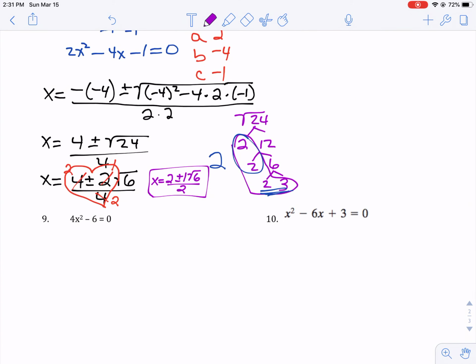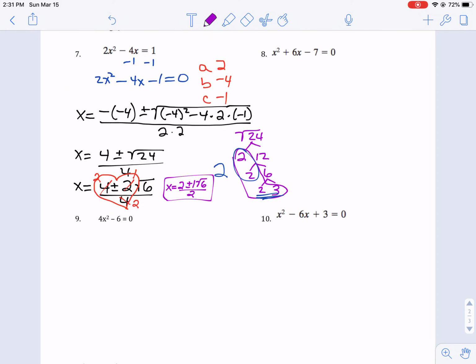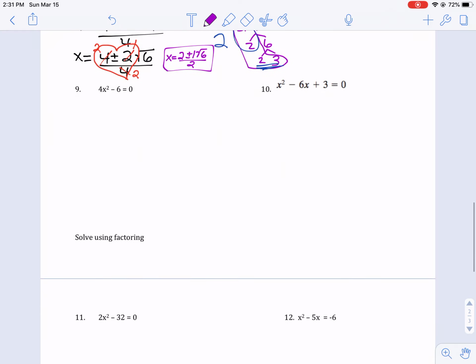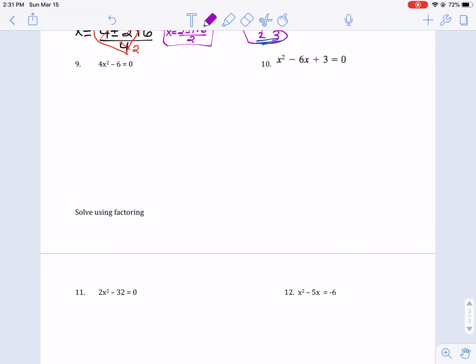All right, so I will remind you for a problem like number 9, you are missing a term. When you're missing a term, you are supposed to use a 0 for that letter.